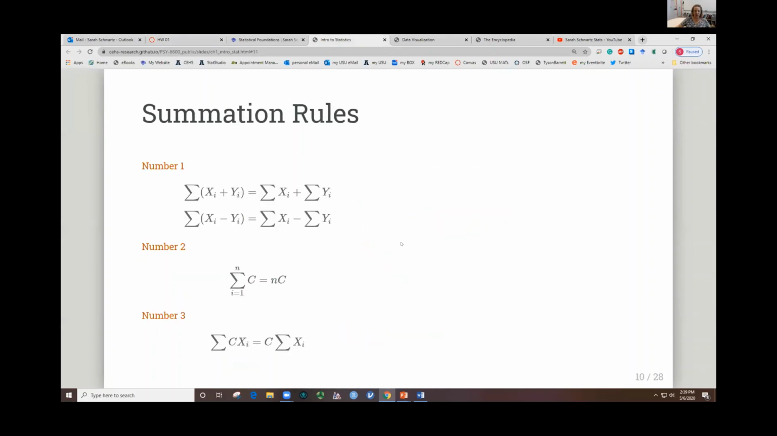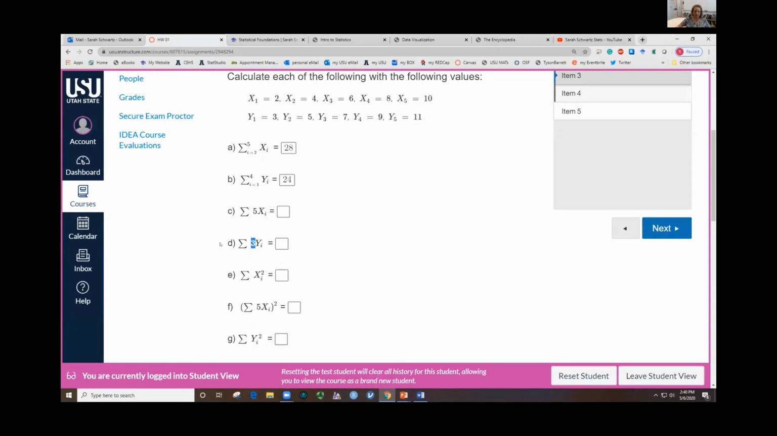So in the rule here, this is rule number 3. It says if we have a constant, the same number times all of our variable numbers, it's the same thing as adding them up plain, and then multiplying the total by the number. You can do either way. On this problem D, you can multiply each of the y numbers by 3 and add them up afterwards, or you could add them up first and multiply the total by 3. You'll get the same thing.